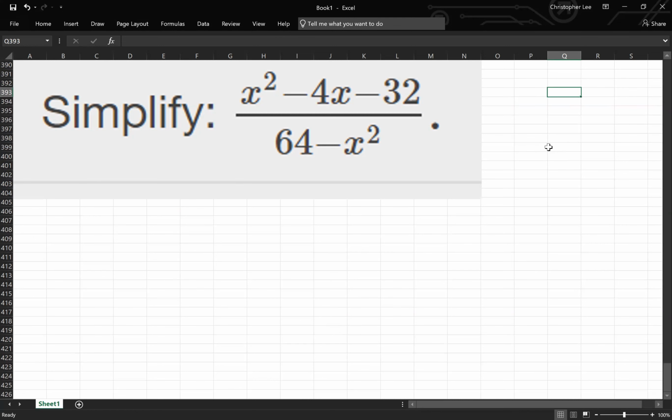So real quick, we want to do this. Not long division here. I want to factor this. So what's the top? I need two numbers that multiply to -32 and add up to -4. What do we think?